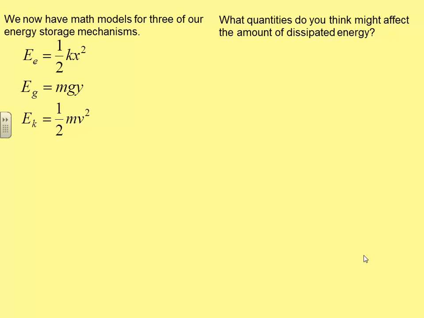Well, since this is the amount of dissipated energy because of friction, one of the quantities that might affect that amount is the amount of friction. And that, of course, will depend on the types of surfaces and the normal force, if you remember the equation. The other one's not so obvious. What else might affect how much energy is dissipated? Well, the other thing is the distance over which that friction acts.